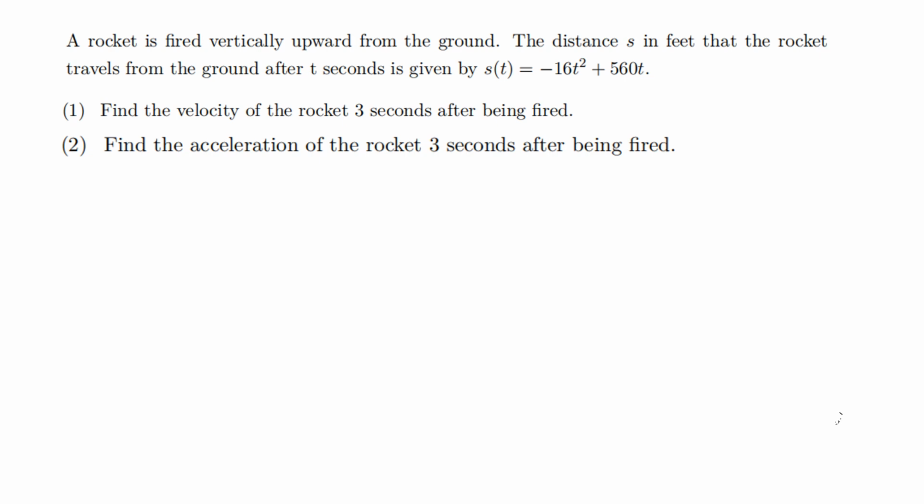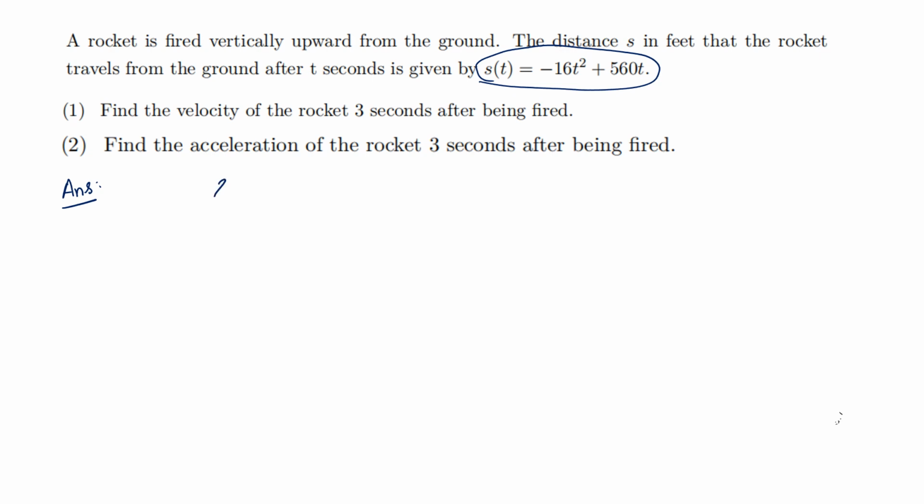So consider this problem, friends. A rocket is fired vertically upward from the ground. The distance s in feet that the rocket travels from the ground after t seconds is given by s of t equal to minus 16t square plus 560t. So it's a position function of the rocket. Find the velocity of the rocket 3 seconds after being fired. And second question is find the acceleration of the rocket 3 seconds after being fired. So you have to find the velocity and acceleration and replace t by 3 seconds.